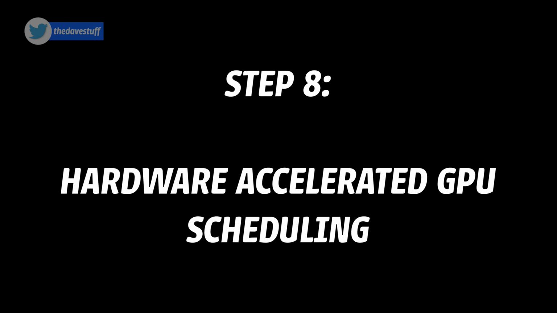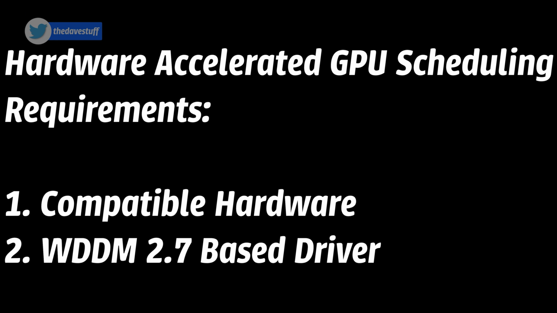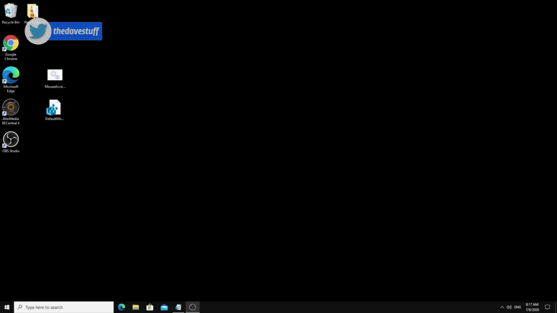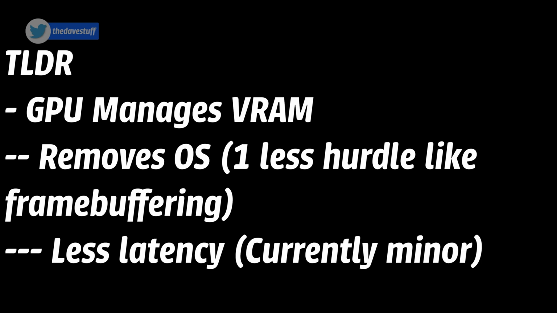Step 8. Hardware Accelerated GPU Scheduling. Beginning in Windows 10 2004, you will have access to Hardware Accelerated GPU Scheduling as long as you have the following. 1. Compatible hardware, and 2. A WDDM 2.7 base driver or later. Recently, Steve from Gamers Nexus posted a video diving into the technical aspects of what this does. The TLDR is that the GPU manages the VRAM and removes the operating system from the equation. It reduces latency. Games, of course, need to take advantage, and it's still early.